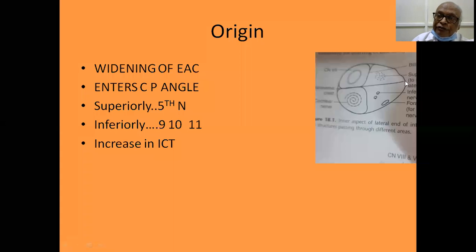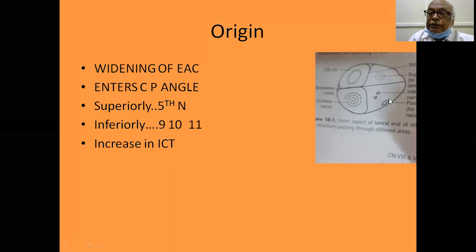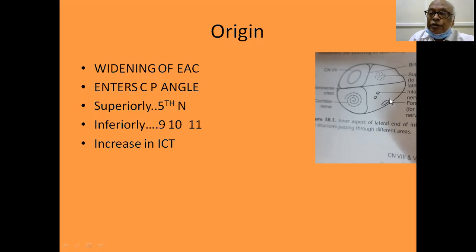The superior vestibular nerve gets fibers from the superior semicircular canal and also the utricle, whereas the inferior vestibular nerve gets fibers from the lateral semicircular canal, posterior semicircular canal and saccule. And the small foramen is called the singular nerve. This is from the posterior semicircular canal.